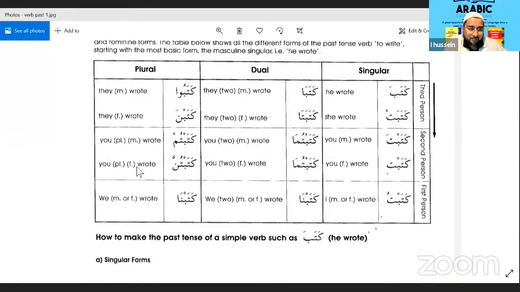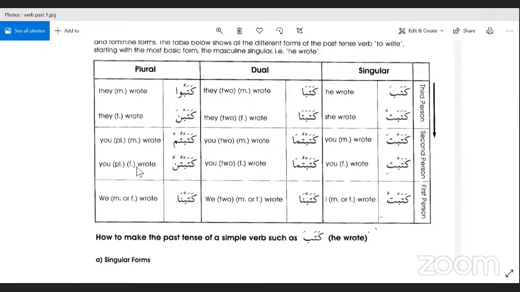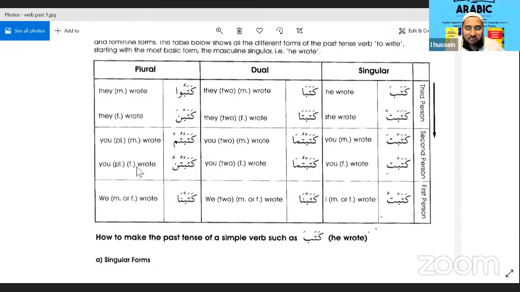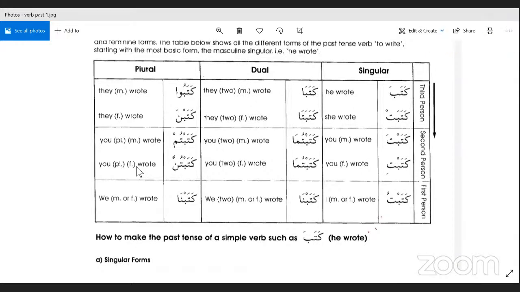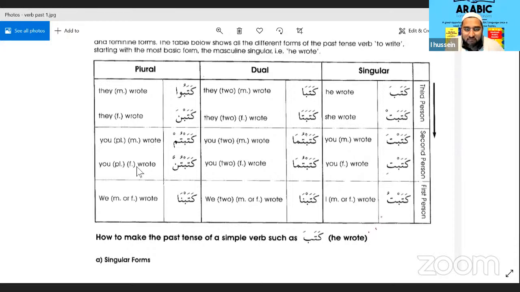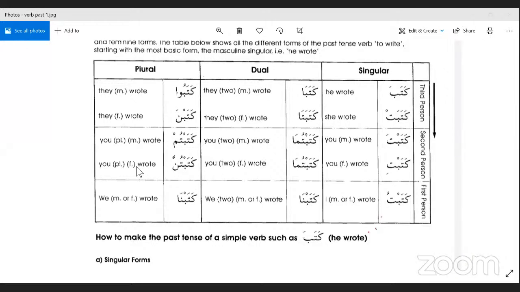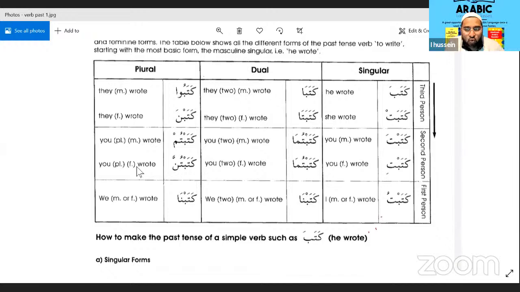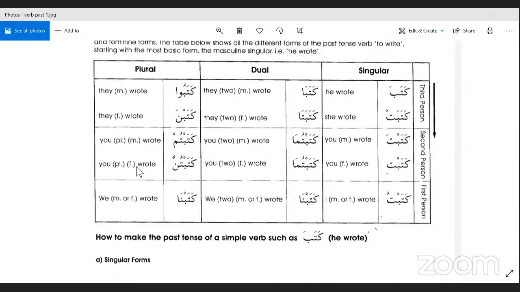Can I test you? Yes. Okay, that was with great confidence. How do you say I wore? Labistu, I wore. How do you say we wore? Labisna. She wore: labisat. He wore: labisa. You, one male, wore: labista. You, one female, wore: labisti. You, all females, wore: labistunna. You, all male, wore: labistum.